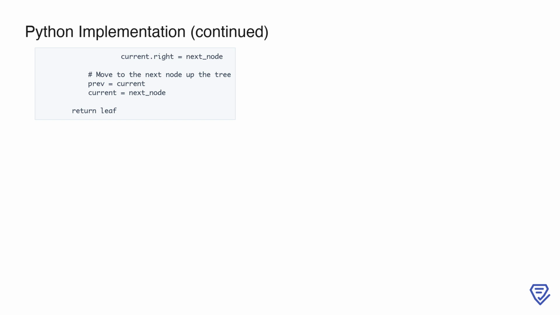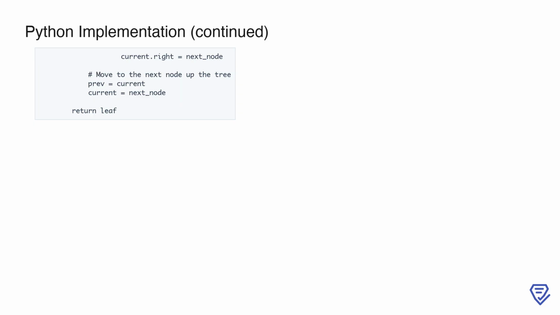Now, we rewire the current node by setting its parent pointer to the previous node, effectively reversing the parent-child relationship. If the current node's left or right child was previously pointing to previous, we disconnect it by setting it to none. This ensures that no dangling connections remain as we flip the tree.